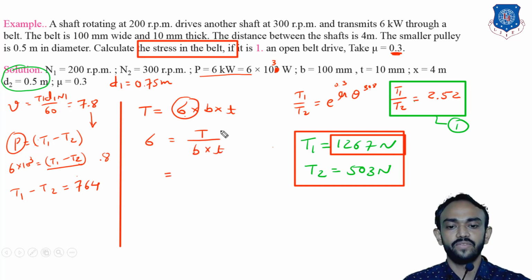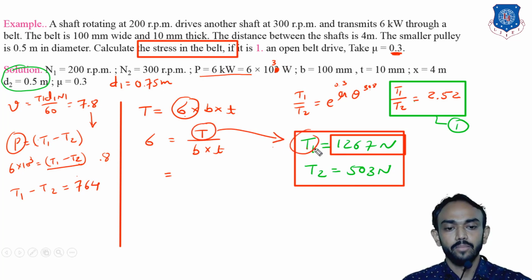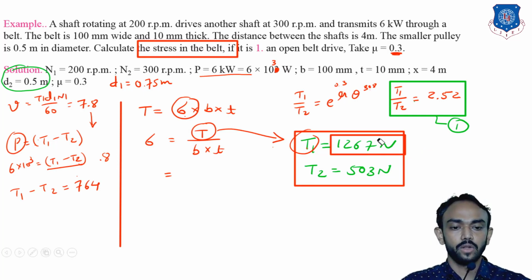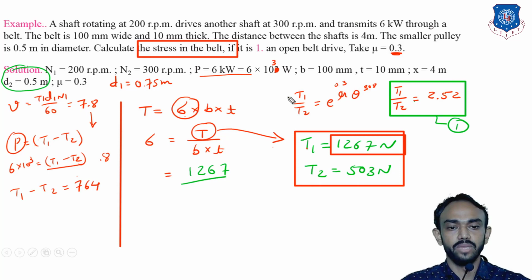T we already found: the maximum tension is equal to the tight side tension, because centrifugal tension is not given. If centrifugal tension were given, we should add it here, but right now it is not given, so we use only T1, the tight side, as the maximum tension. So it will be 1267 divided by B, which is 100, and T is 10, so 100 multiplied by 10.